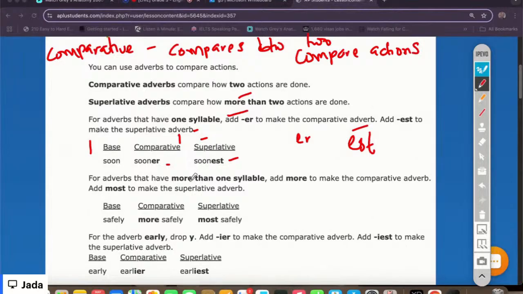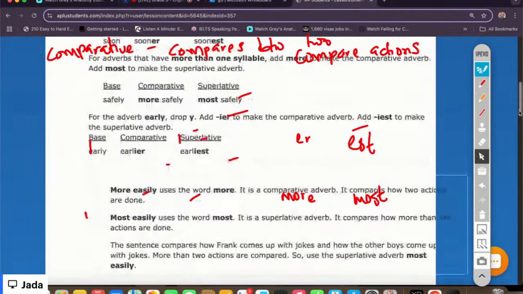All right, so moving on, we have adverbs that have more than one syllable. If it has more than one syllable, you can add more to make the comparative and most to make the superlative. Alright? So we have the base over here, comparative, superlative. So we have safely. Now safely has what? Two syllables. So of course you can say more safely, most safely. Alright, so this is what the comparative and superlative adverbs are all about.